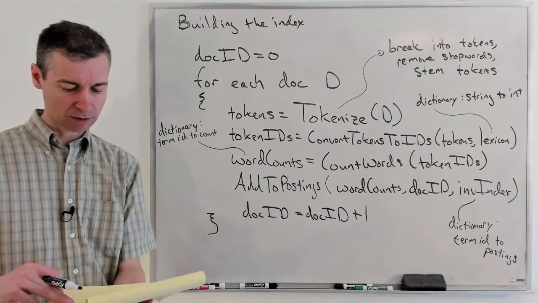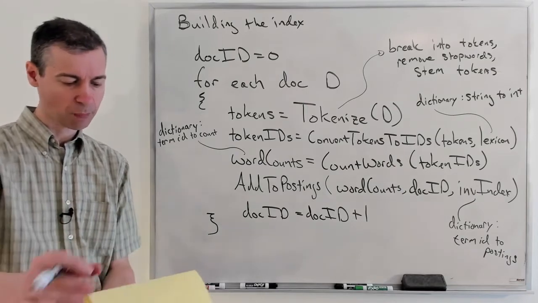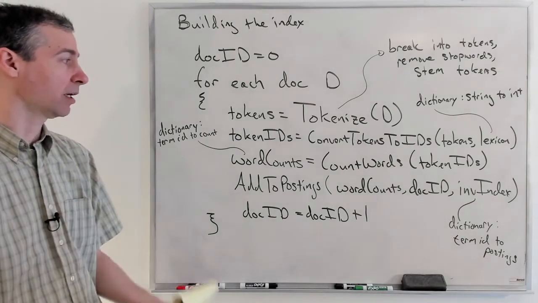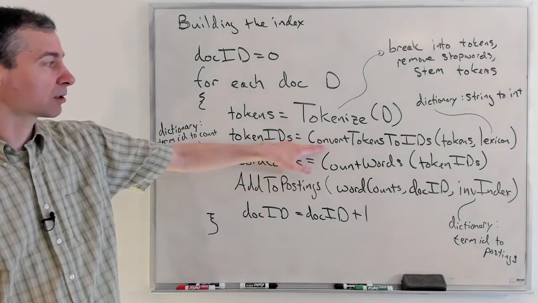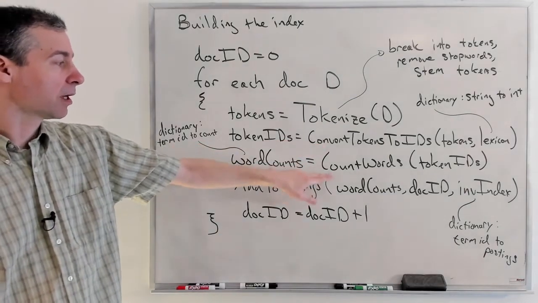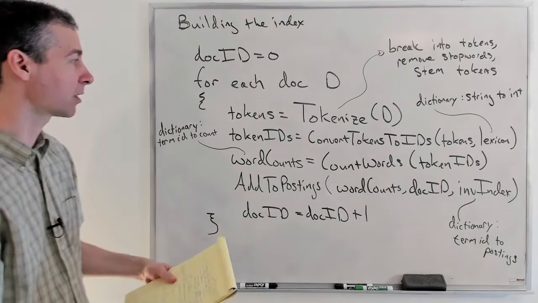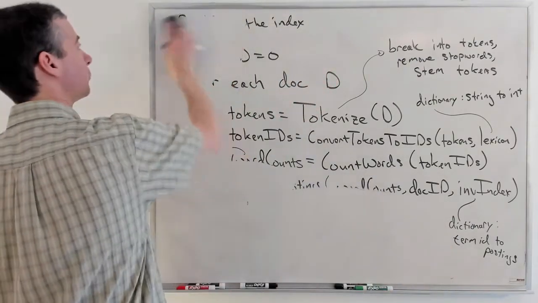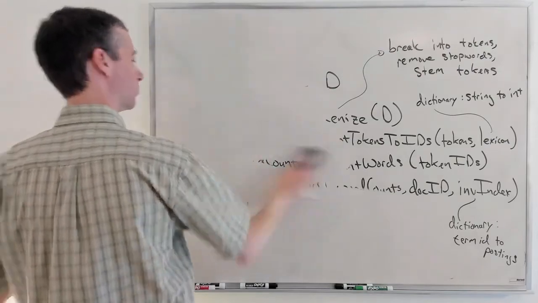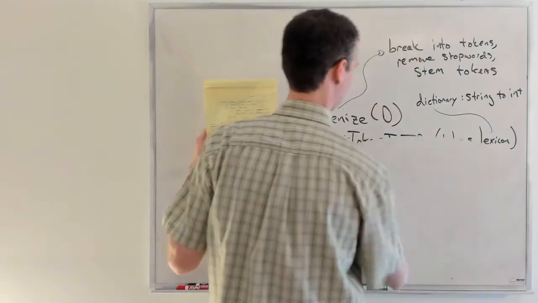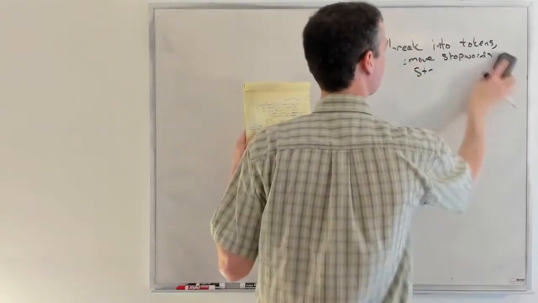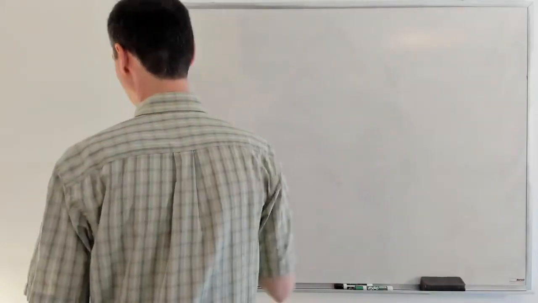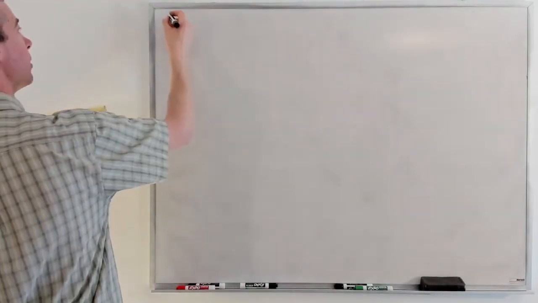All right, so let's break this down now and start looking at these methods like convert tokens to IDs, count words, add to postings. We've got to cover those three methods because we haven't done them yet. All right, convert tokens to IDs.